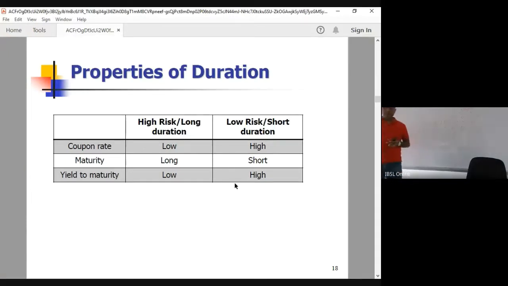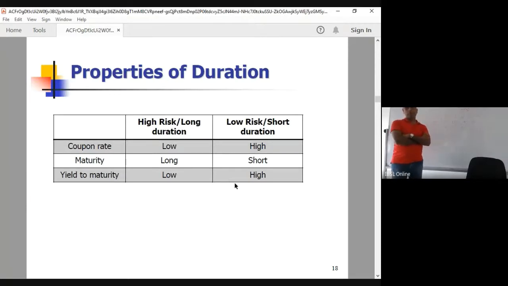So if you have a coupon rate that is low, and basically you take your risk factors in. So let's look at this: your coupon rate and your maturity. Let's look at the coupon rate first. You have a coupon rate coming in. So is your risk higher or lower? Forget what the rate is. You have a coupon coming in, right?